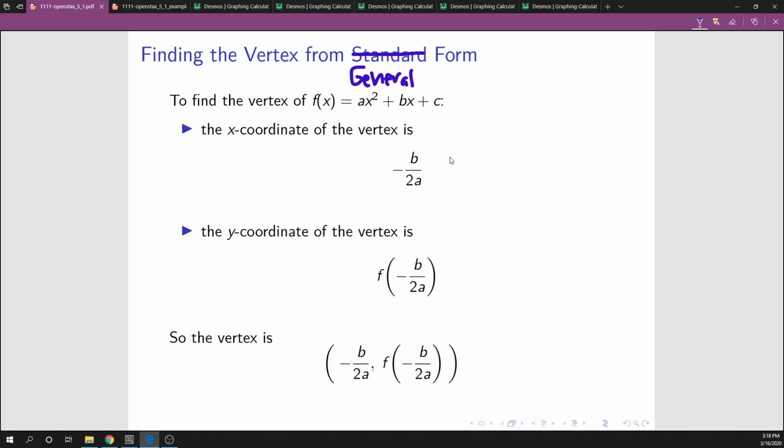So all you really need to do to find the vertex is to figure out what your a and your b are and use this formula. That's a fairly easy way to do it. There is another way to find the vertex through completing the square, but for the time being, we're just going to go through it this way.